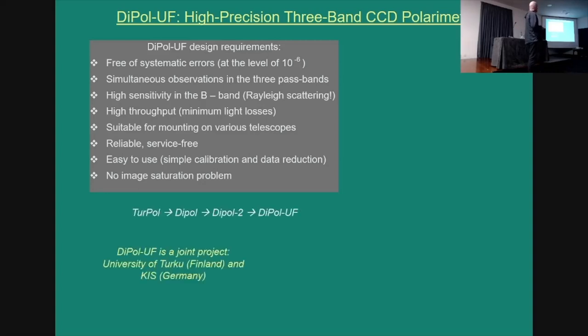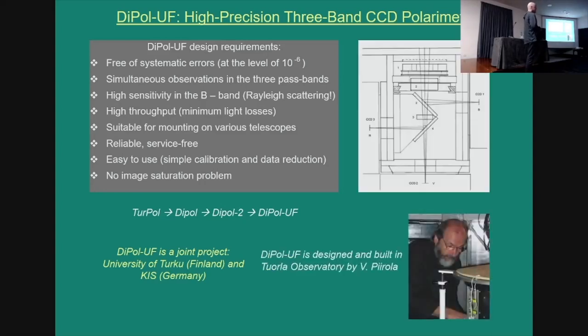DiPol-UF is the last polarimeter in a series of broadband imaging polarimeters that have been built in Tuorla Observatory. Historically, the first one is Turpol. It's still sitting somewhere at the Nordic Optical Telescope. DiPol-UF is a joint project between the University of Turku, Finland, and the Kiepenheuer Institute for Solar Physics, Germany. DiPol-UF was designed and built at Tuorla Observatory by Vilppu Piirola, who is a former NOT director. Some staff members still remember him very well.